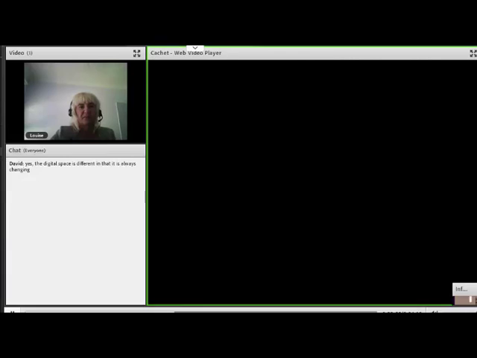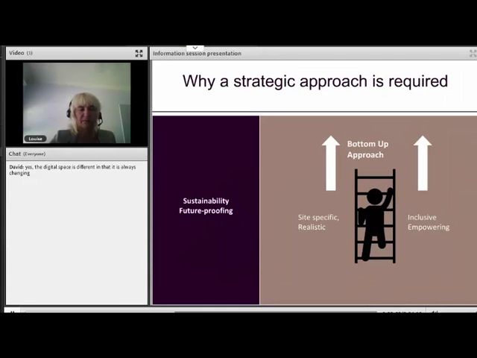So that's a very powerful message. It was short but powerful. There's a couple of really important points in there. One of them is inclusive and empowering. The fact that it was related to the site, that it was authentic and realistic, and that the people in the organisation, it's a bottom-up approach.